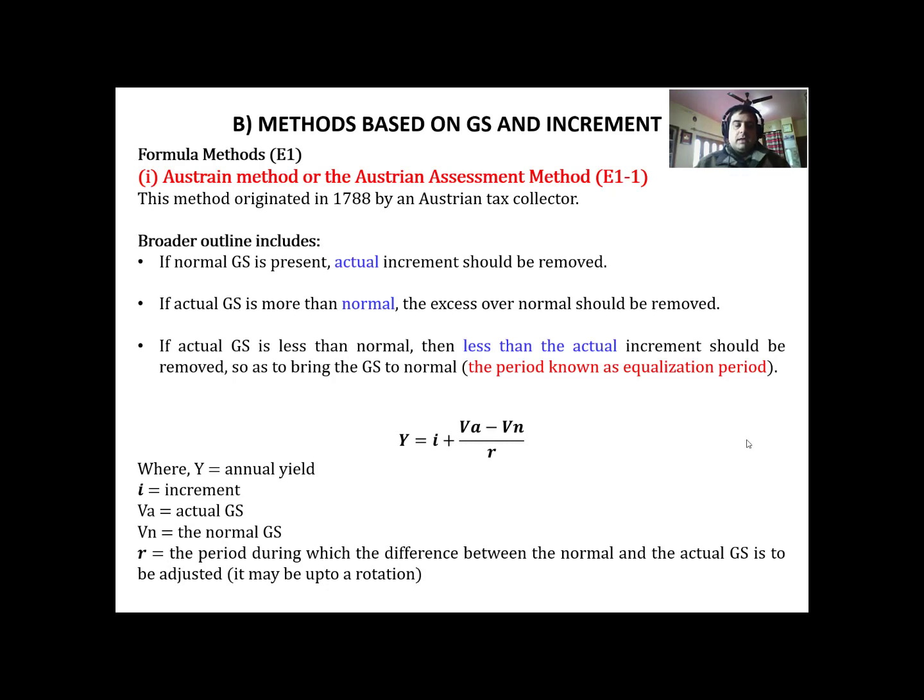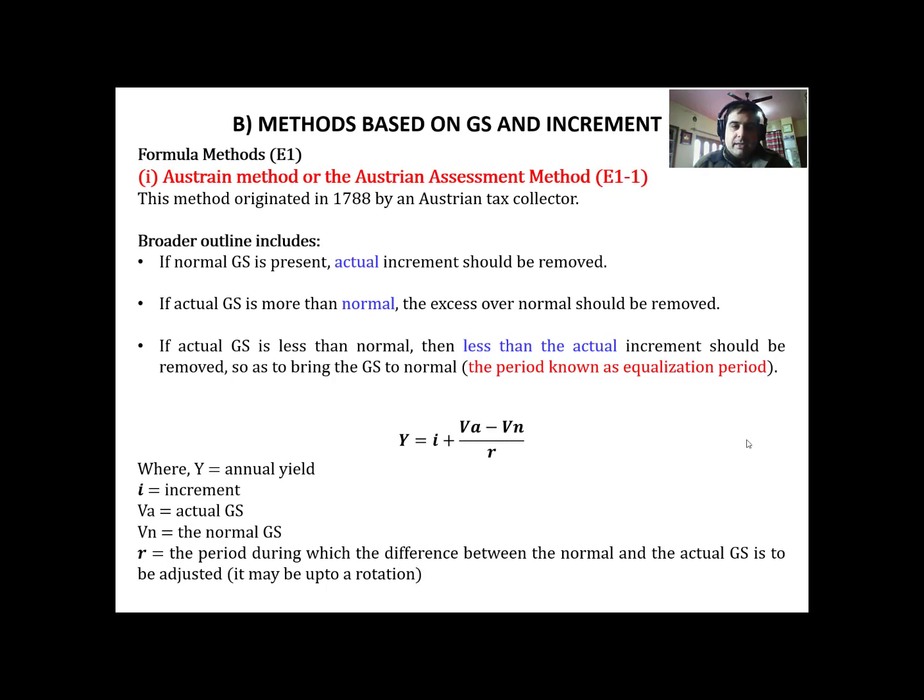Welcome back. Now we try to understand some of the methods based on growing stock and increment. The first method in this we have is the Austrian method, or the Austrian assessment method, which was originated in 1788 by an Austrian tax collector.